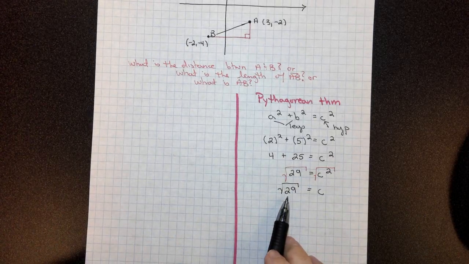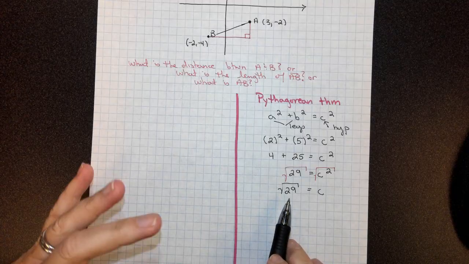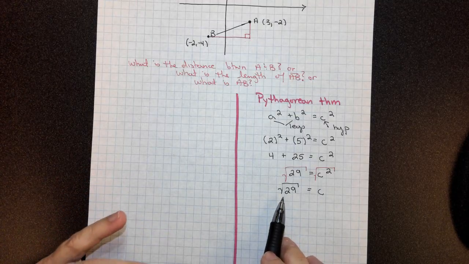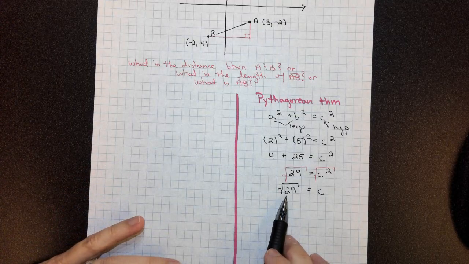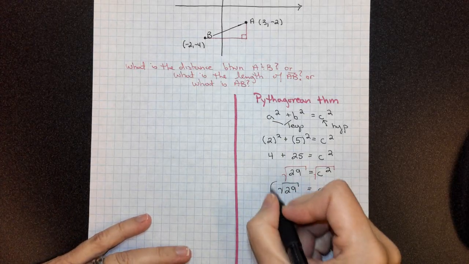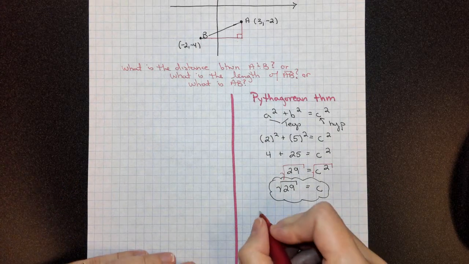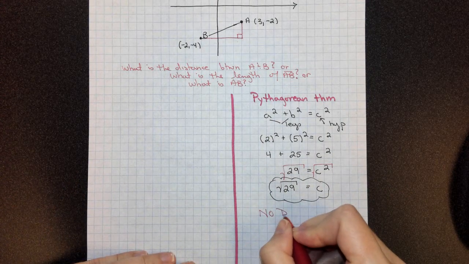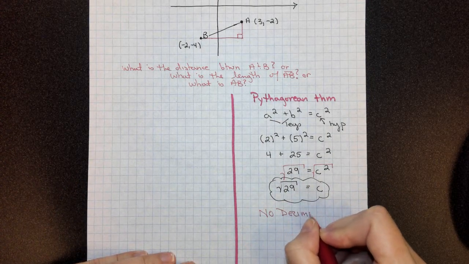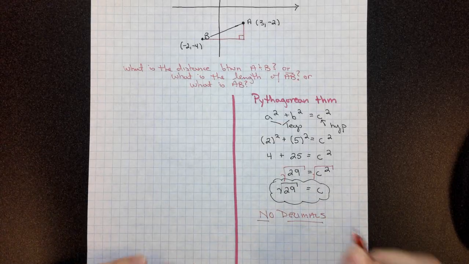I would check to see if I could simplify, which I can't, but I definitely don't change it to decimal. This is the most exact answer, and this is what we would be looking for on a test. Remember, we're not using decimals unless specified. No decimals, they're not exact.